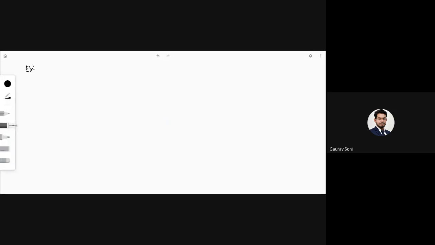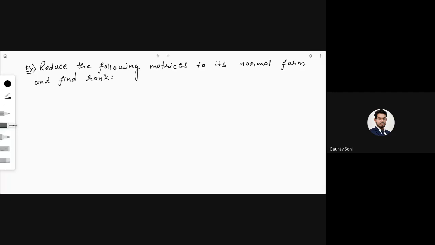Example. Reduce the following matrices to its normal form, and find the rank. Now I'll tell you the procedure what you have to do.